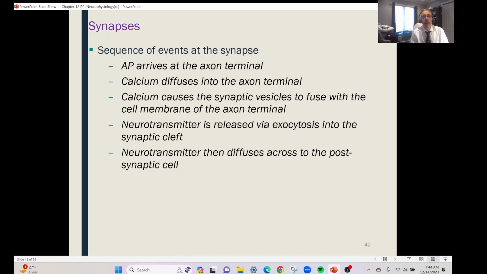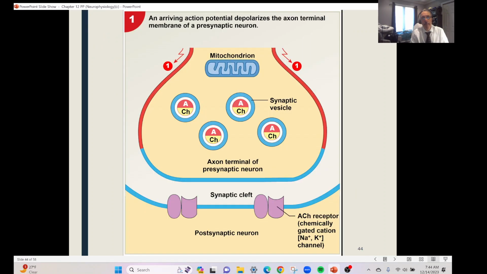Let's take a look at the sequence of events. So I'm going to skip the words and let's go to a picture. Here's the axon terminal, the end of the axon of the presynaptic neuron. And then over here, this is the cell membrane of the postsynaptic neuron, and it's going to have the acetylcholine receptor. Here's the gap. So the first thing that happens is the electrical impulse travels down the axon terminal.